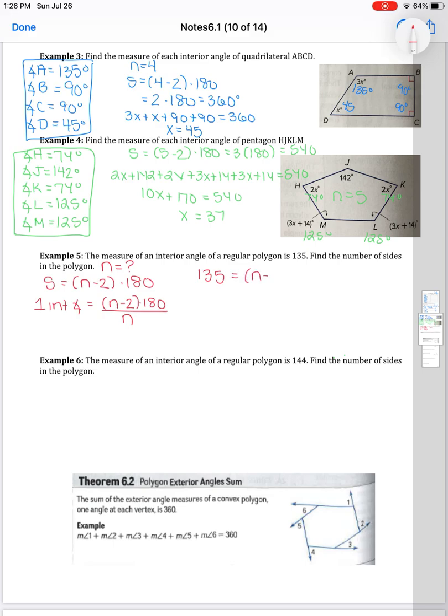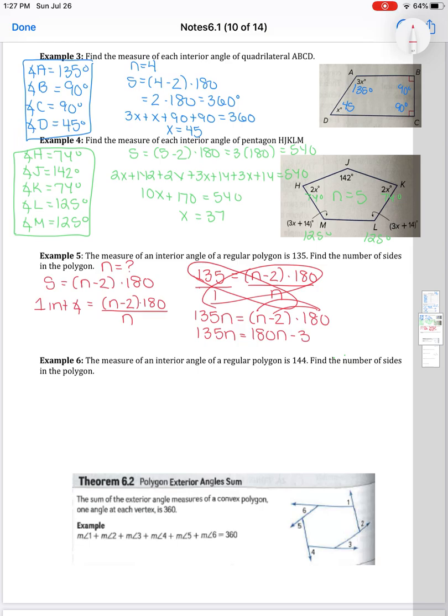But think, if the measure of all of the angles is equal to n minus 2 times 180, how do we think we get one angle? So the formula for getting one interior angle would then be our sum formula, and then we're going to divide by how many sides we have. Okay, so our interior angle is 135 equals n minus 2 times 180 over n.